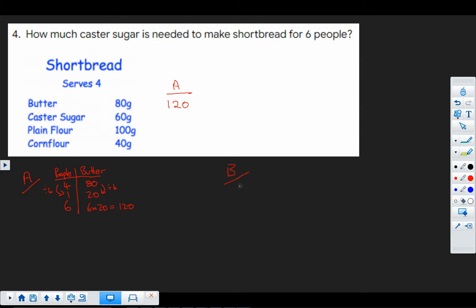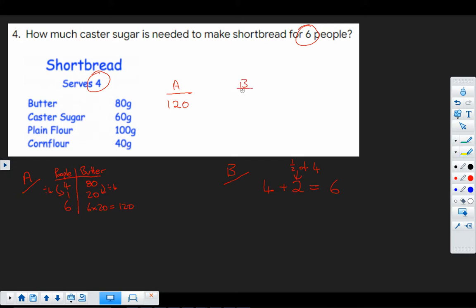But I now want to look at method B. And in method B, we actually just take a look here at our 4 and our 6 and see, is there a quick way of getting from 4 to 6? Well, to get from 4 to 6, we might see that we can get there by adding 2, and we might see that 2 is half of 4, which means that to find our recipe for 6, all I need is to add half of each of these.